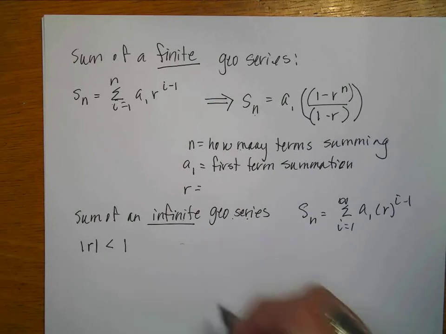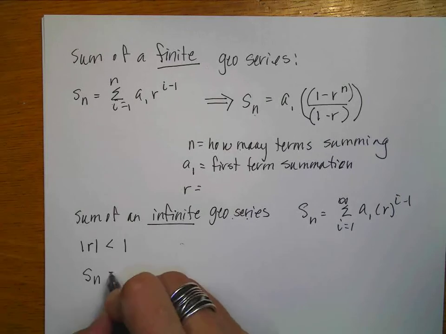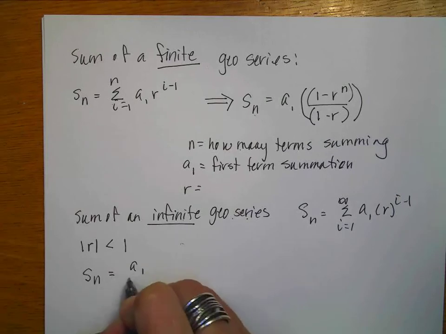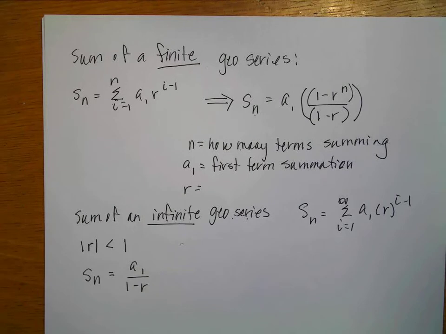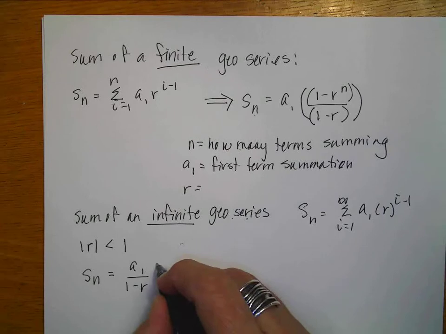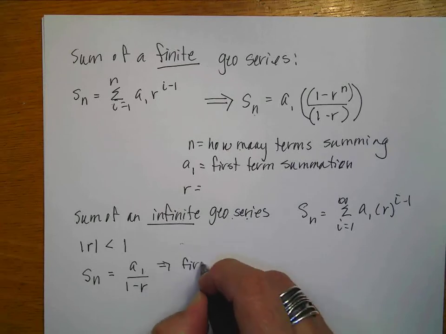The absolute value of r has to be less than 1. If not, then the series is not possible. So if this is true, then S sub n is going to equal a sub 1 divided by 1 minus r. So it's actually a really simple formula.